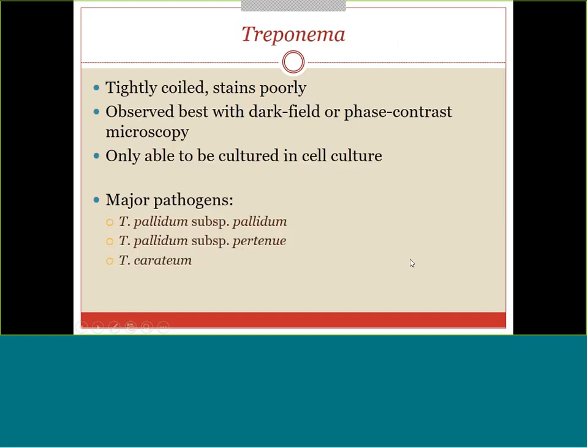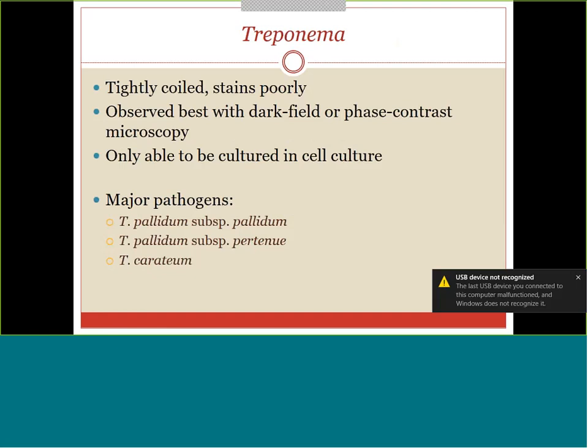All right, so we're going to start with Treponema. They consider it tightly coiled. I would say it's not that tightly coiled, but the big thing with Treponema is it doesn't stain well. So usually we're using a fluorescent dye with dark field microscopy to really have it pop out at us against that dark field. You typically only culture this in cell culture.